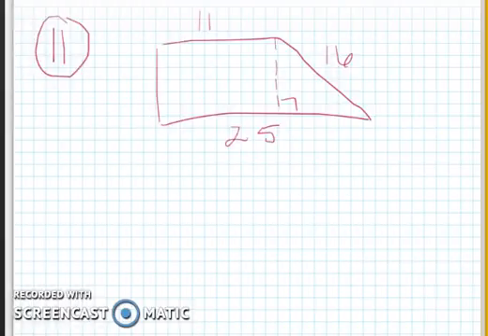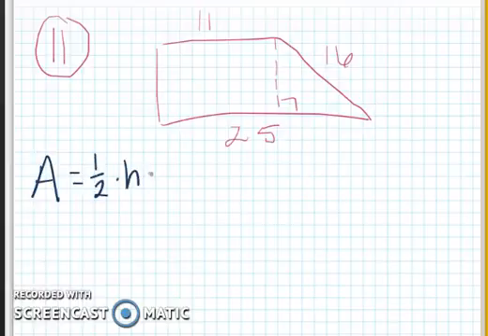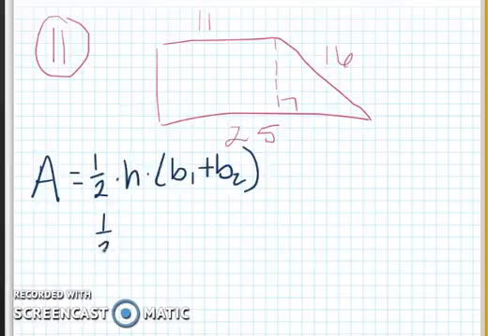This one's similar to our number 11, and we're trying to find the area of the trapezoid. First thing, we should always write out our formula. This is always the first thing I do whenever I have something I'm trying to solve for. Then I should plug in what I already know. I already know the half, that's easy. I don't have the height. Base 1 is 11 plus base 2, which is 25, and I'm trying to find the area. So h is my unknown, and I'm going to put x in this equation.